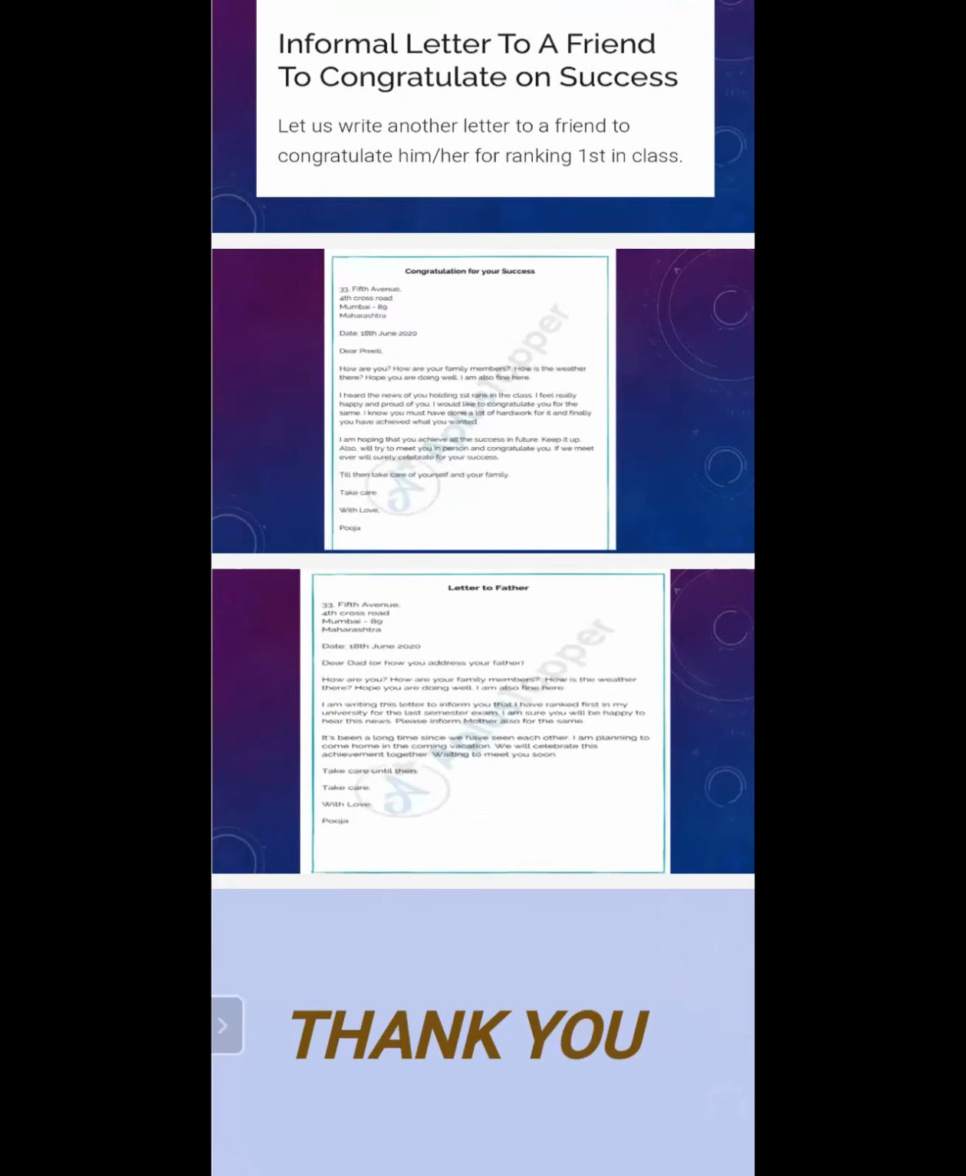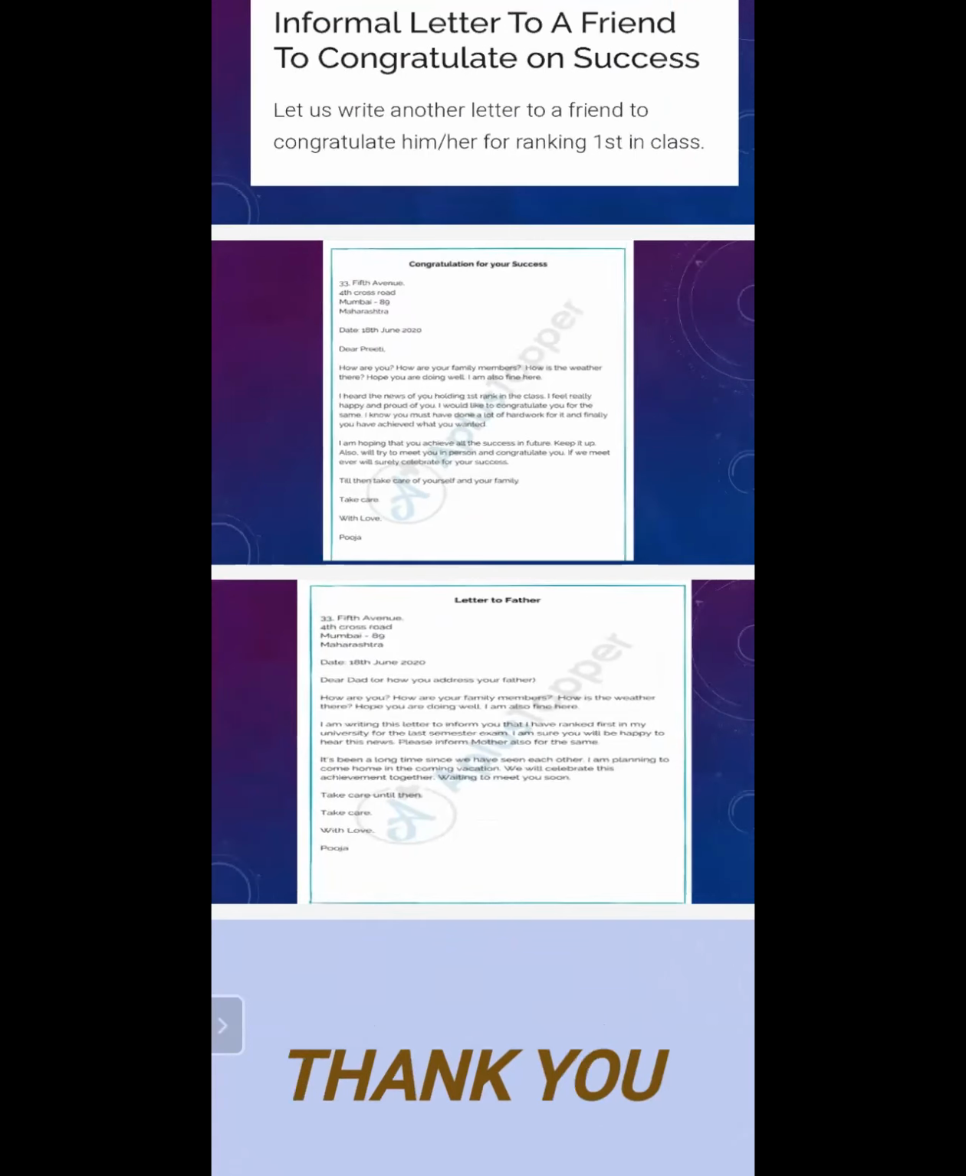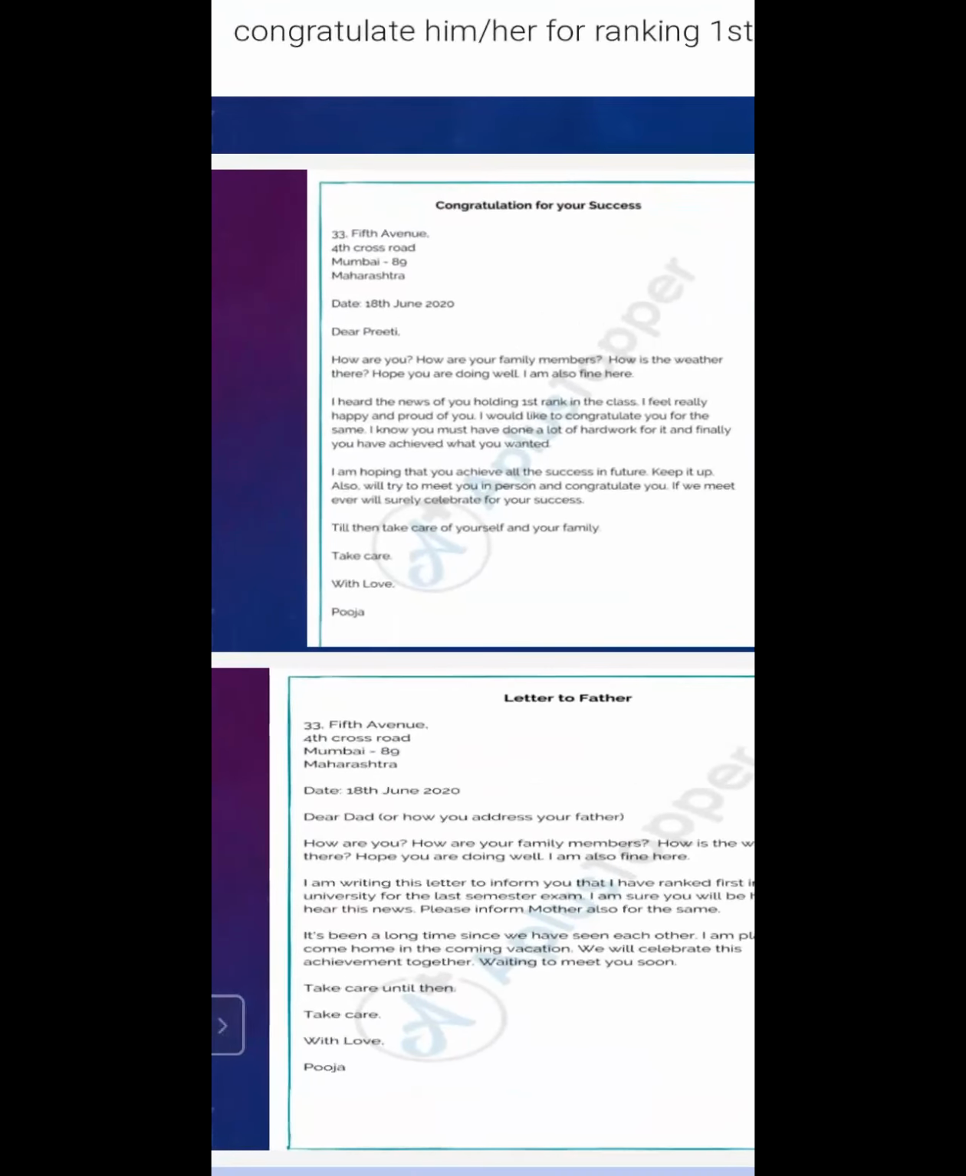Informal letter to a friend to congratulate on a success. So let us write another letter to a friend to congratulate him or her for ranking first in class. So what is the letter about? The letter is regarding congratulations for your success. First, the sender's address. Who is writing the letter? Suppose you are writing the letter, your address will come.